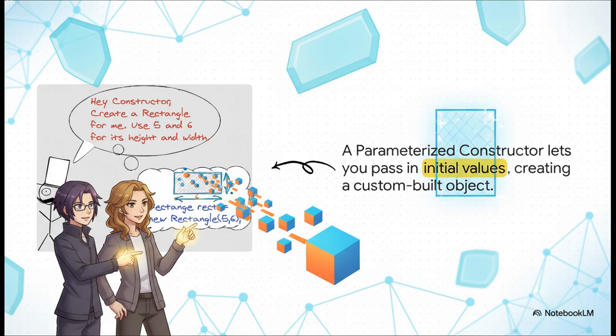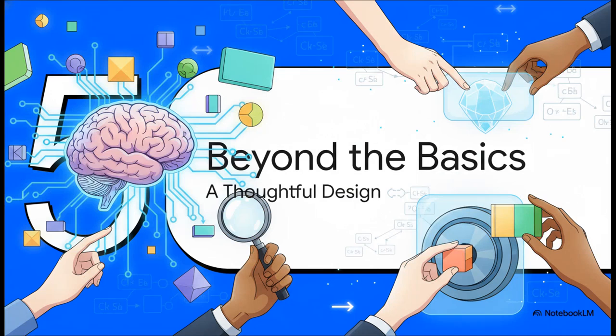This lets you pass in the starting values you want right when you create the object. It's like instead of getting a generic off-the-shelf rectangle, you can say, hey, build me one that's exactly 5 units high and 10 units wide from the get-go. All right, time to level up.